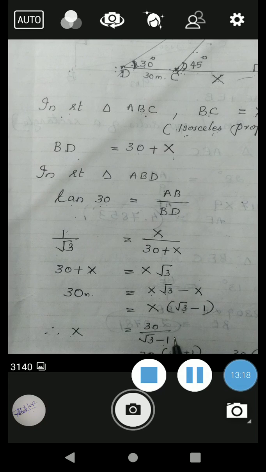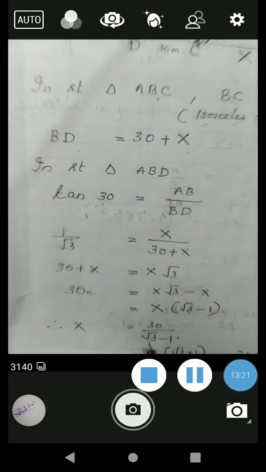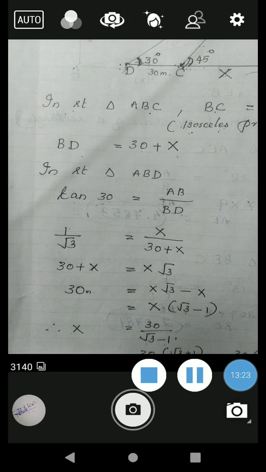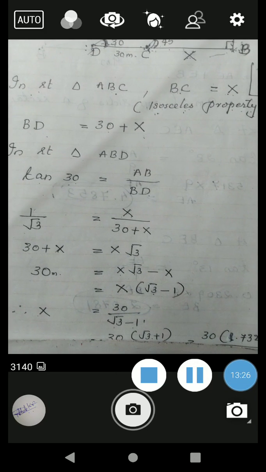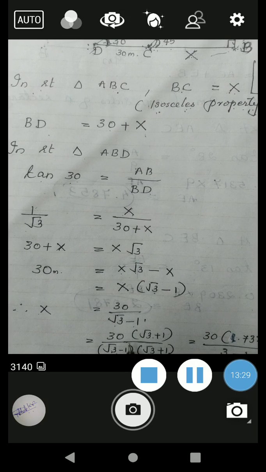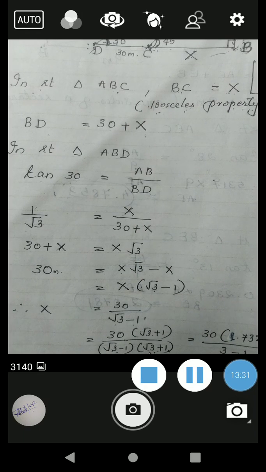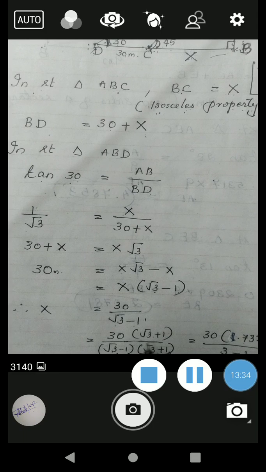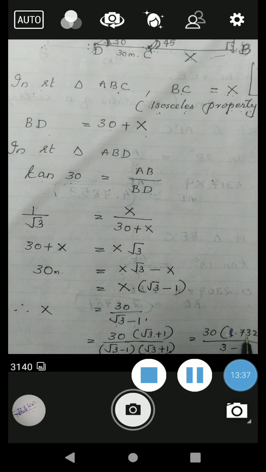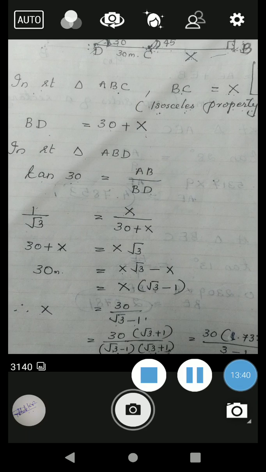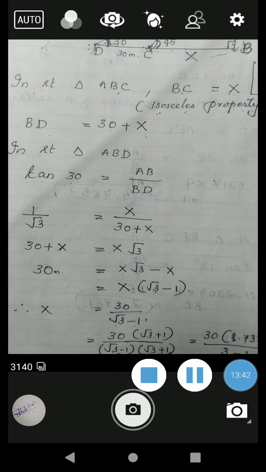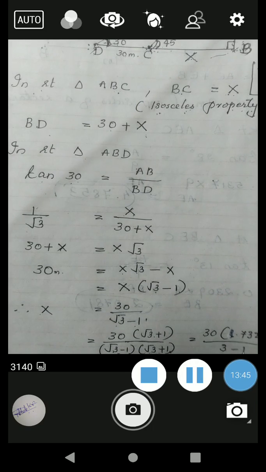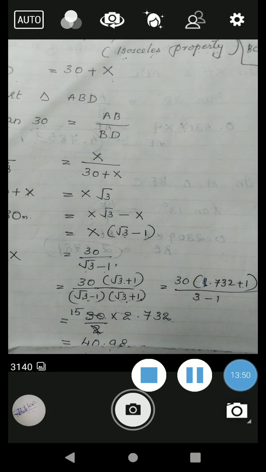What can we do next? Here, rationalize the denominator. That is the method for simplification. Okay. So, multiply numerator and denominator by root 3 plus 1 and we get 30 into, substitute the value of root 3 here. And the denominator is now in the form a minus b into a plus b, that is a square minus b square, that is 3 minus 1. Now simplification is very easy, that is 30 into 1.732 plus 1, that is 30 into 2.732 divided by 2.